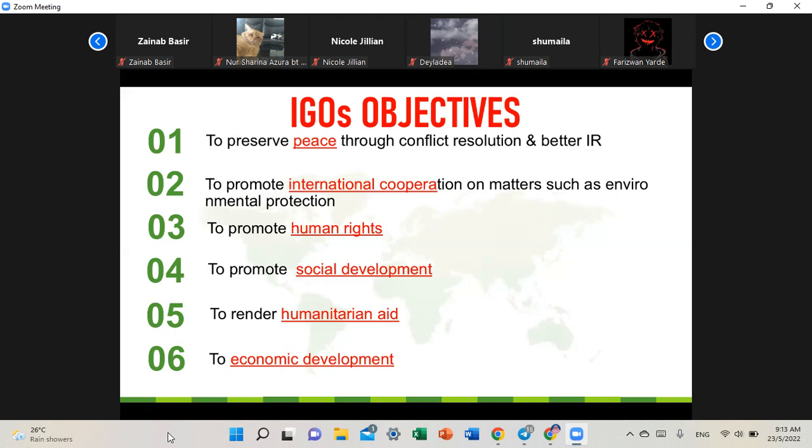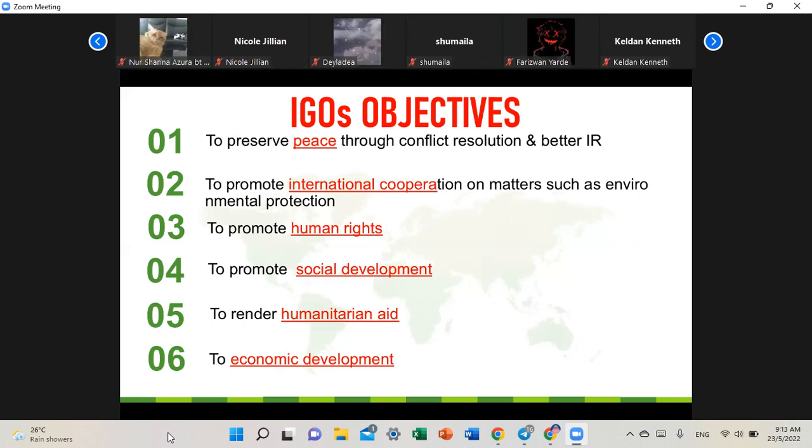And to promote international cooperation on matters such as environmental protection, especially post-Cold War, where more attention was given towards non-traditional threats like environmental degradation, the apa, increase of water level, global warming and all that.